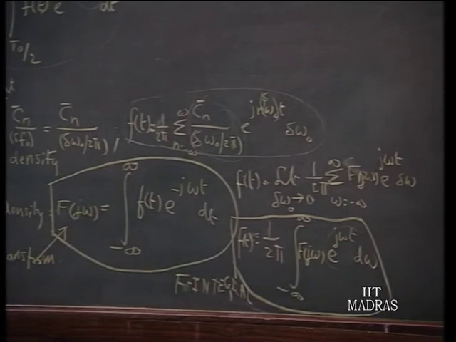So, instead of the series you have an integral, and instead of a formula like this for calculating the Fourier coefficient, you are calculating the Fourier coefficient density, which is referred to as the Fourier transform.